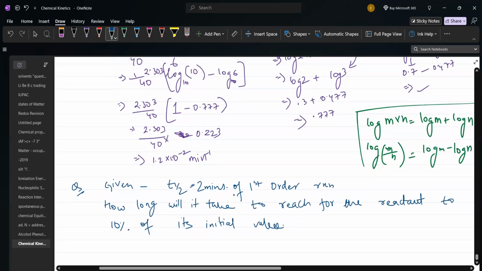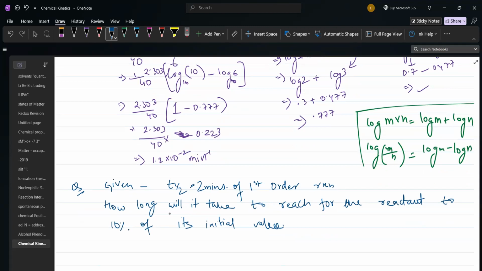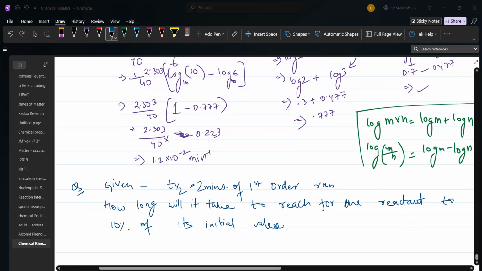Understood the question? Here t half is given, which is 2 minutes, and first order reaction is given. The question is asking time t when the reactant will reach 10% of its initial value. So if the reactant was x, it will reach 0.1x. Yes or no? So please solve this question. Can you do this?